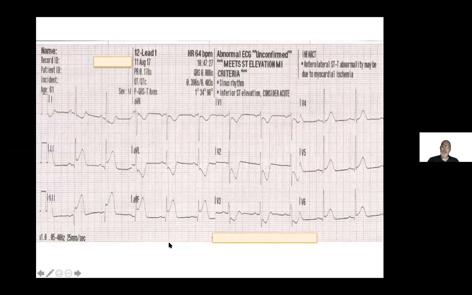So if we kind of methodically break this down, we can clearly see a lot of elevation in 2, 3, and AVF. But if you look at lead 3, there's arguably more elevation in lead 3 than there is in lead 2. And when you look at lead AVL, there's marked ST segment depression, even more so than there is in lead 1. So just that one finding, inferior MI pattern, greater elevation in 3 than there is in 2, reciprocal ST depression in AVL, I'm thinking this is a right coronary artery occlusion.